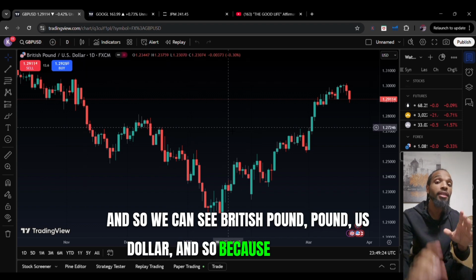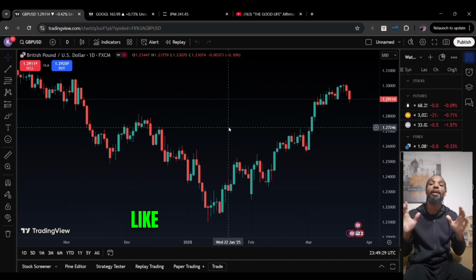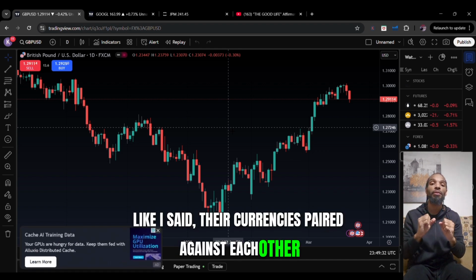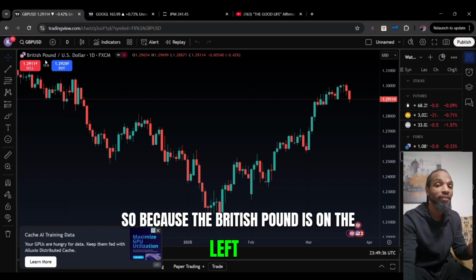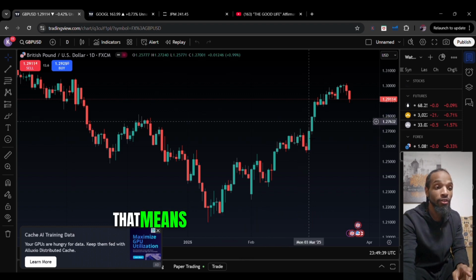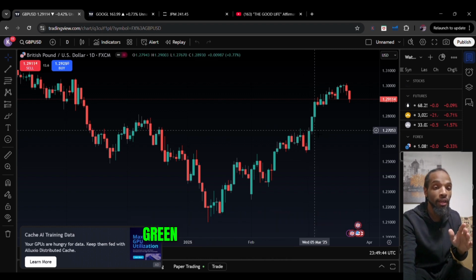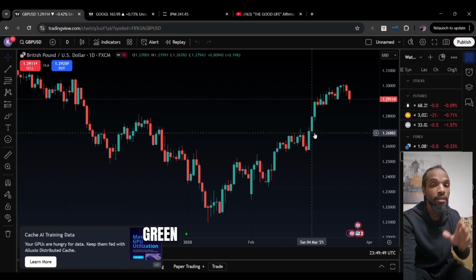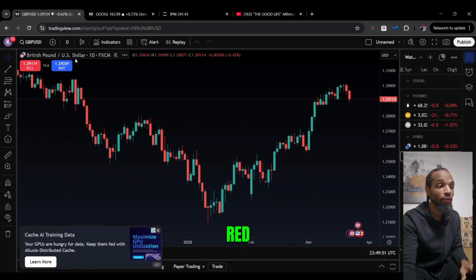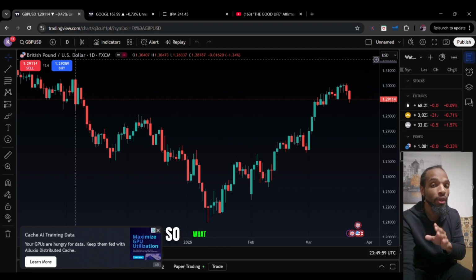Because this is Forex, what makes Forex different from futures and stocks, like I said, is that they're currencies paired against each other. Because the British pound is on the left side, that means the green candle represents the British pound. Green is the left side for Forex. Remember that. Green is the left side for Forex. Red is the right side for Forex. So what is that saying?